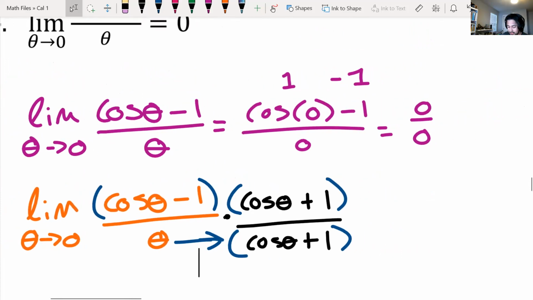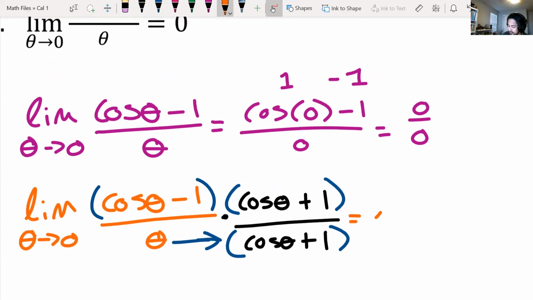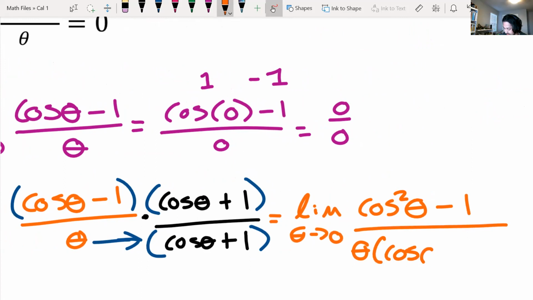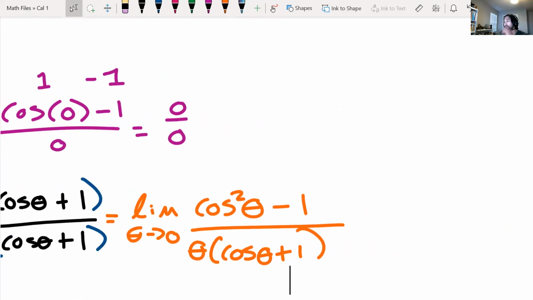Okay, let me minimize that a bit. And then we're going to get the limit as theta approaches 0. And now let's go ahead and FOIL the numerator. If I FOIL the numerator, what am I going to get? Cosine theta squared minus 1. Cosine theta squared minus 1 over theta times cosine theta plus 1. Okay, perfect. And now, from this step, what else could we do?